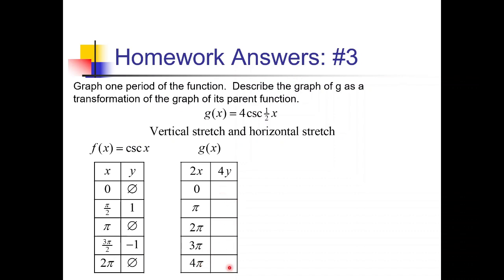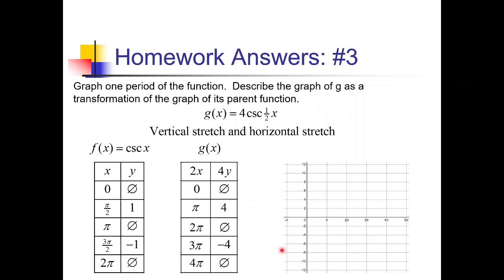4 times all the y values is going to give me, well, this is still undefined, but now we'll have 4, undefined, -4, and undefined again. So for x values, I can go by, it looks like pi. For y values, I could probably get away with going by 1s, or I could go by 2s or 4s. Doesn't really matter. I guess I'll go by 2s.